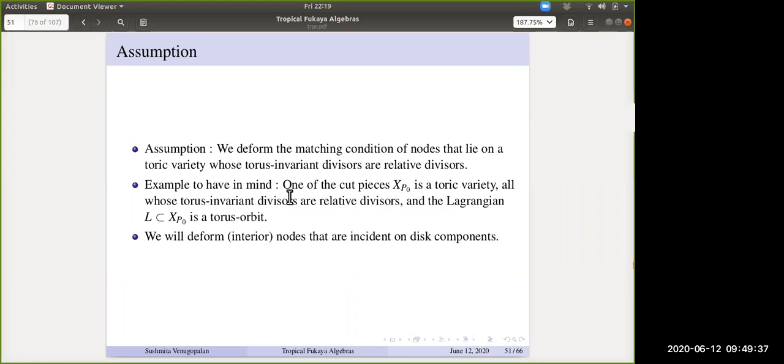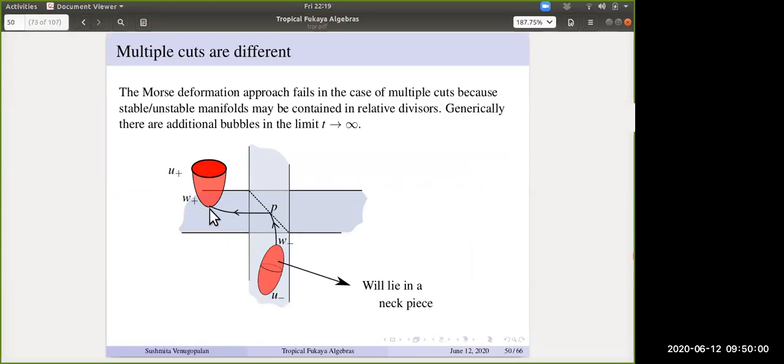So the main example to have in mind is that one of the cut pieces is a toric variety, all of whose torus invariant divisors are relative divisors, and the Lagrangian is a torus orbit. What we will do is deform the nodes that lie on disk components, namely nodes which look like this. So one of the ends of the node lies on a disk.